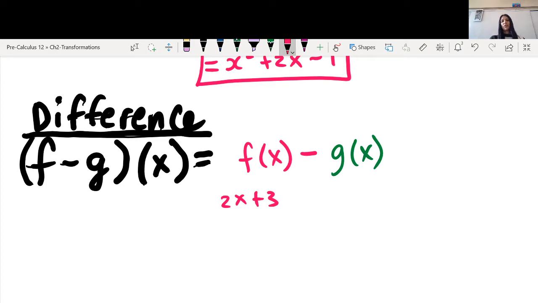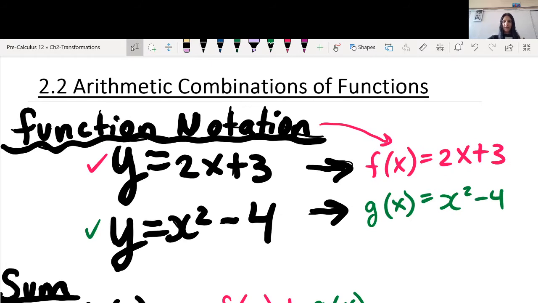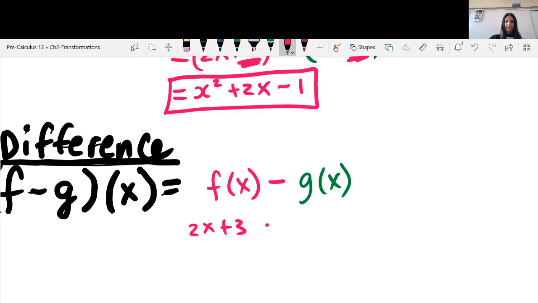You can look at your notes if you want. I just don't want to keep scrolling back, but that's ultimately where we're getting it from, 2x plus 3, and then minus x squared minus 4. Oh wow, I didn't use green, it's awful. x squared minus 4, just like that.